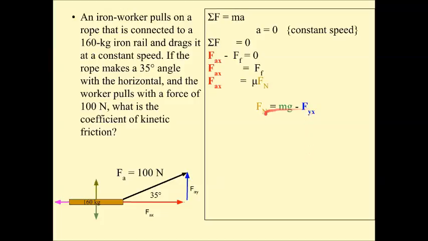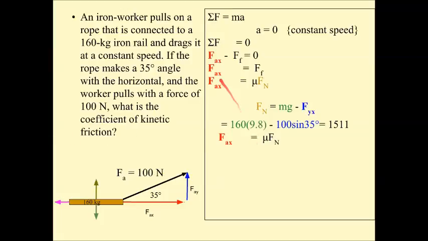Okay, well, we can simply put in the numbers for that. So we know the weight, which is mg, 160 times 9.8, and then we subtract out the component 100 sine 35. Quickly, that calculation comes out to 1511.